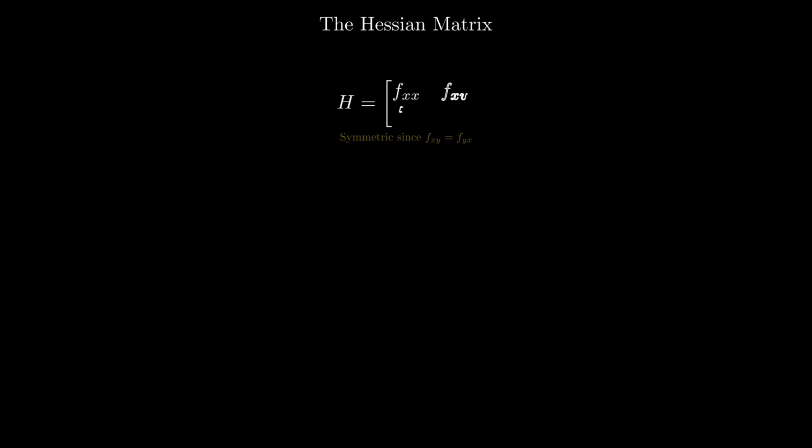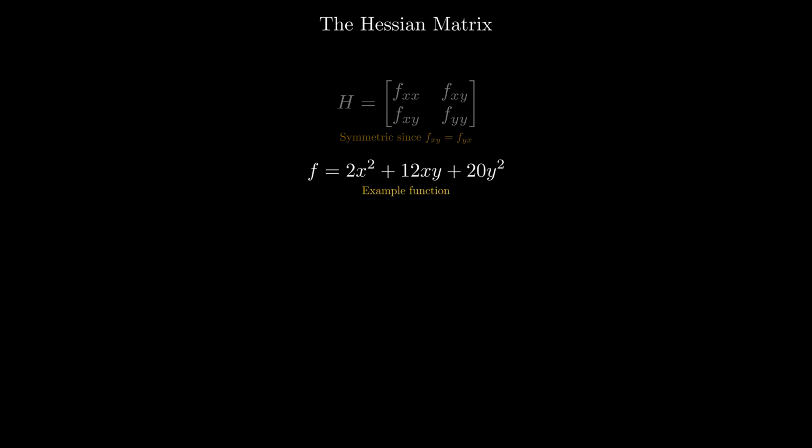Here's the Hessian template. The top left entry is f sub xx, the second partial derivative in x. The bottom right entry is f sub yy, the second partial derivative in y. The off-diagonal entries are the mixed partial f sub xy, which appears twice because of symmetry.